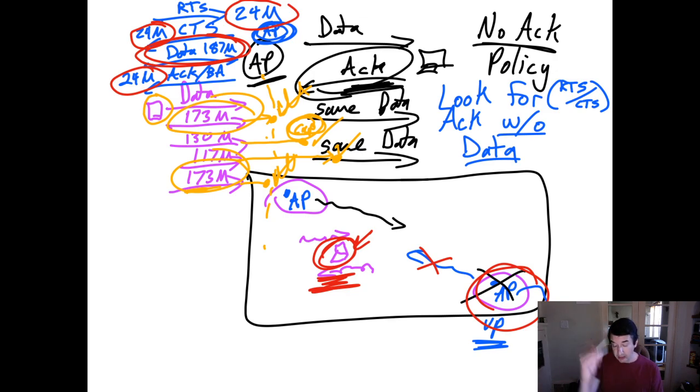So if I look at my Wireshark, if I look at my packet capture, I see request to send, clear to send, acknowledgement up. Where's the data? That probably means that I'm missing something. That probably means that my SNR was not high enough.